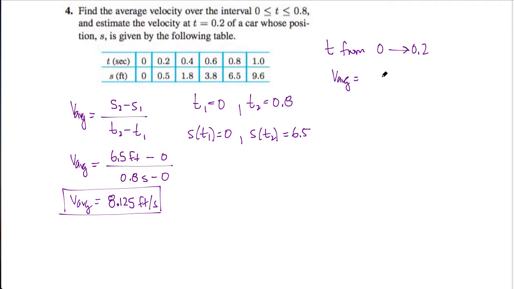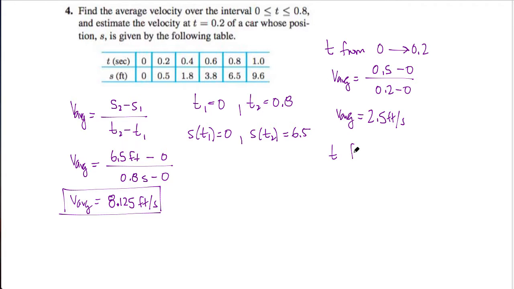Well, my average velocity is going to be S2 minus S1, so that'll be 0.5, which is S at 0.2, minus 0, over 0.2 minus 0. So the average velocity for this is approximately 2.5 feet per second.